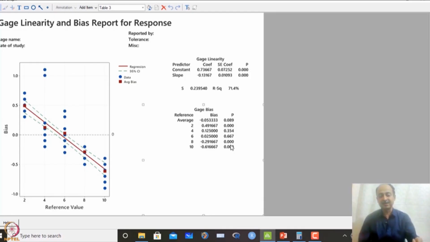So, at the reference values of 2 and 8, that is the lower range, it is having a high or significant bias, and the higher range also, but in the middle range what we are observing is that the bias is not so significant.